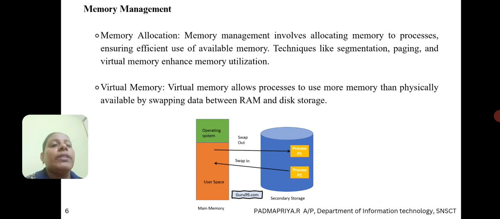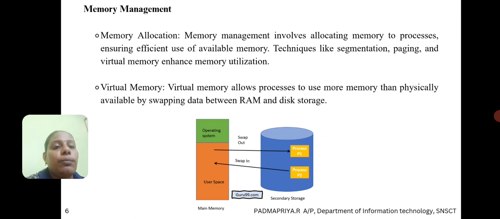What is virtual memory? Virtual memory allows processes to use more memory than physically available by swapping data between RAM and disk storage. So in this case, there is one main memory and secondary storage. In main memory, the operating system is built. Under this operating system, there is a user space. Between the secondary storage and user space, the process will be swapped in and swapped out.